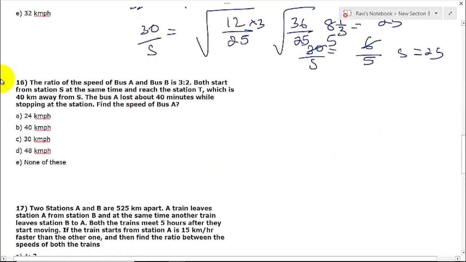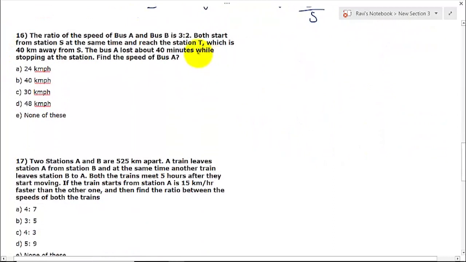Let us go to question number 16. What it is saying is the ratio of the speed of bus A and bus B is 3:2. Both start from station S at the same time and reach the station T, which is 40 kilometer from S. Both the buses lost a time of 40 minutes while stopping at the station.